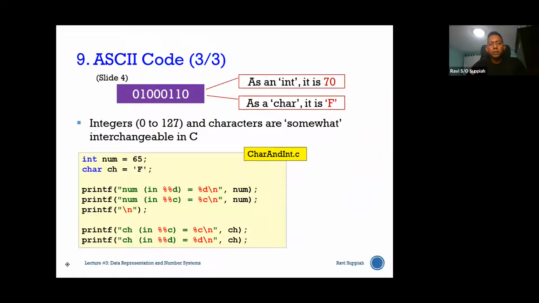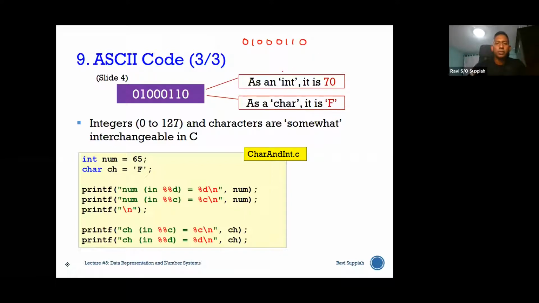Okay, so coming back to this slide that we saw earlier, we saw that initially we looked at this 8-bit value and said what could it mean. Now that we have gone through some of these slides, we can see that I can represent this as integer or character. So let's look at it as integer first. So 0 1 0 0 0 1 1 0.